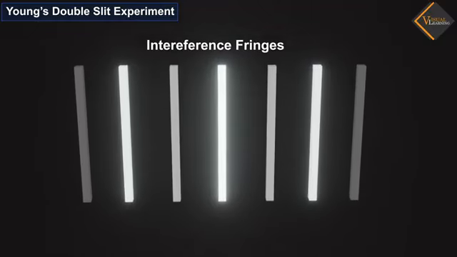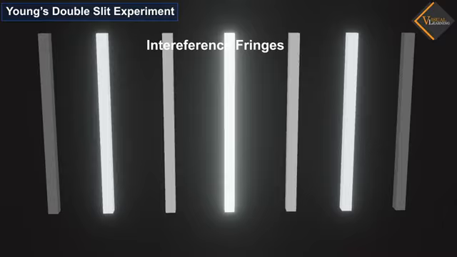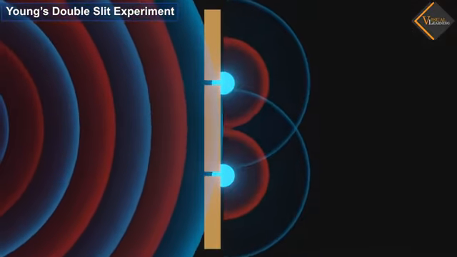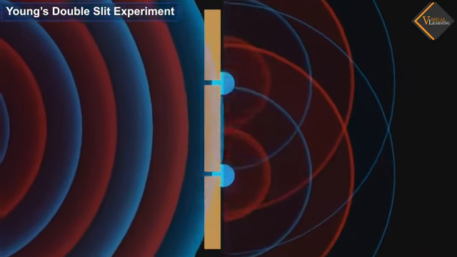In this pattern, dark and bright regions are formed at different places. This pattern signifies that the intensity of the light waves varies at different positions on the screen. Let's explore why this happens. In the animation, we observe that 2 spherical waves are emitted from both sources, each having a crest and a trough.